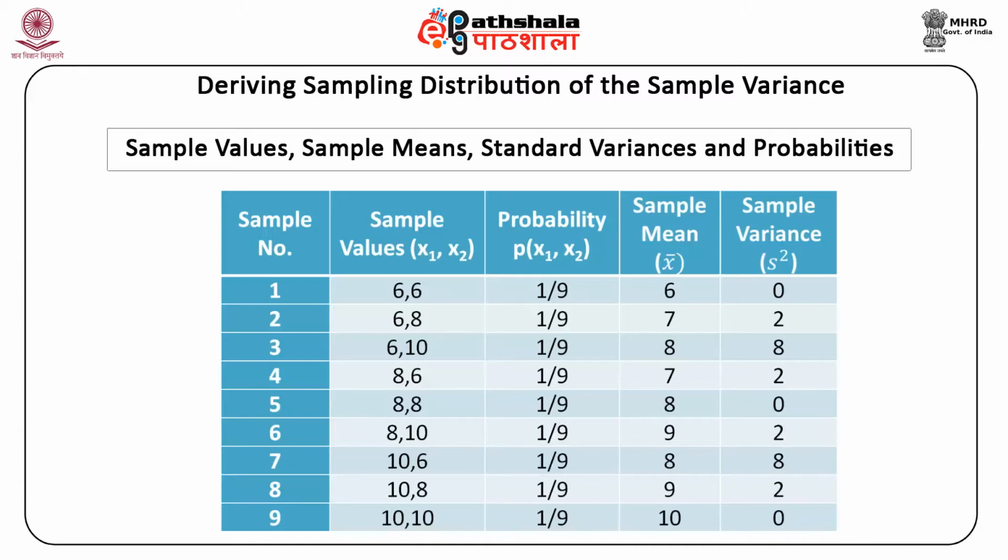And then in the last, fifth column, we have the sample variance defined as S square, which starts from 0 for sample number 1 to again 0 in sample number 9, but in between you can observe we have different values. In the last column of this table, we have calculated the variance of each possible sample. For example, consider sample number 3, where the two observations of the sample are 6 and 10 with mean 8.